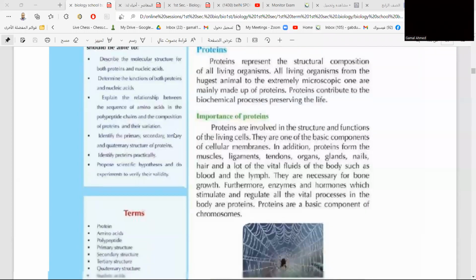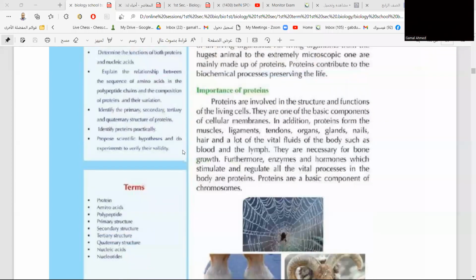Proteins are very important. They are the basic components of the cell membrane. They are main components of the cell membrane. And proteins form muscles. Also, protein helps in formation of muscles. They are the basic components of the cellular membrane, and they make the muscles and the ligaments and the tendons.